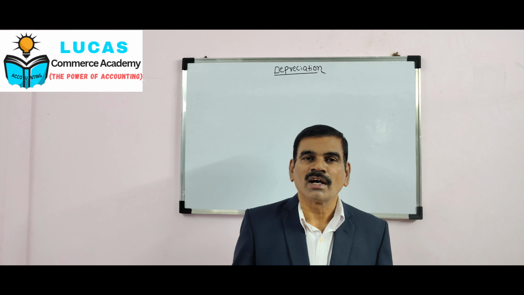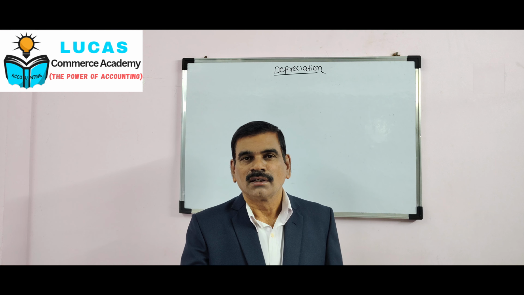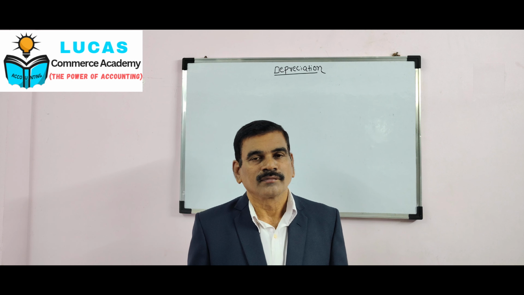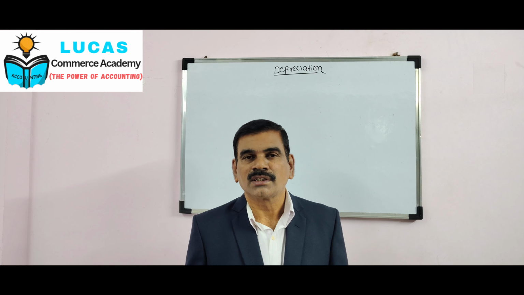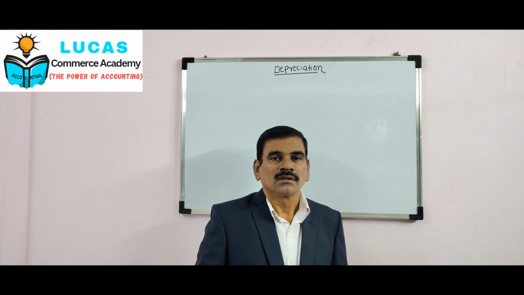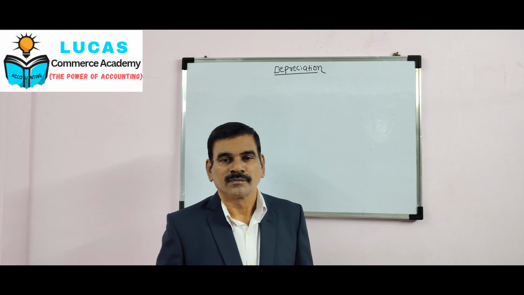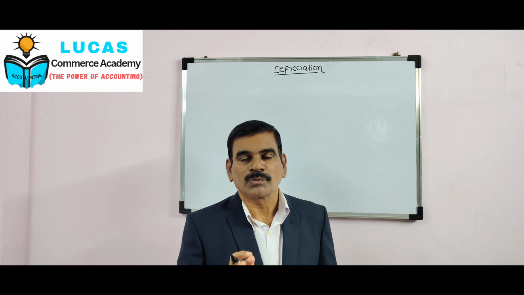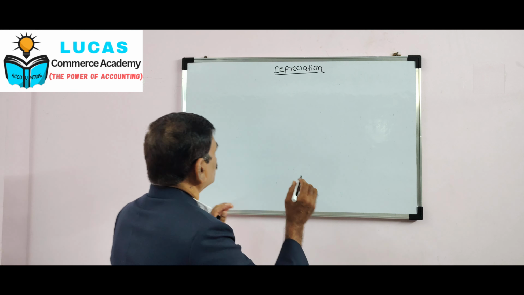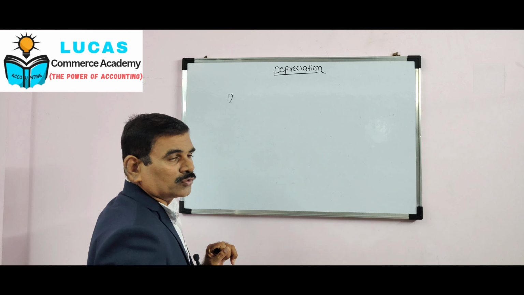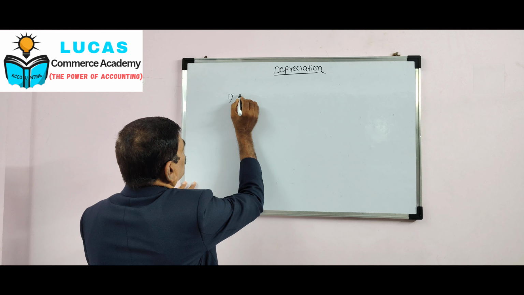Scrap value means the value which is realized at the end of the life of the asset as scrap. Estimated life means the number of years the asset is used in the business for the purpose of production. Okay, got it. So now under the fixed installment method, there are two formulas for calculation of depreciation.